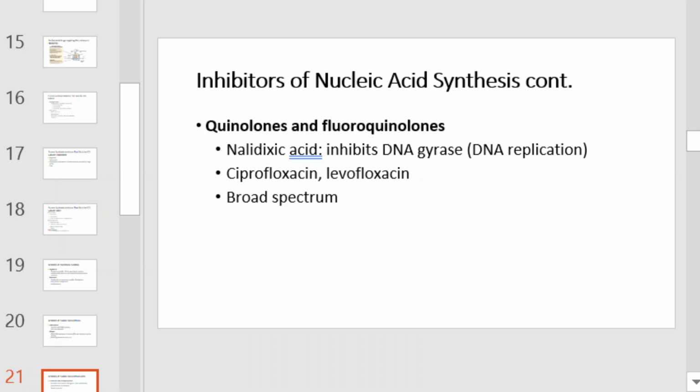Another example of a nucleic acid synthesis inhibitor is listed here. Ciprofloxacin is probably one that most of you have heard of before. Ciprofloxacin is a broad-spectrum nucleic acid synthesis inhibitor, which inhibits DNA gyrase during DNA replication.